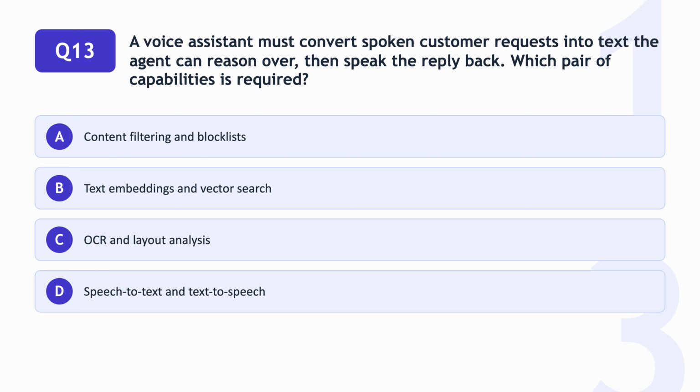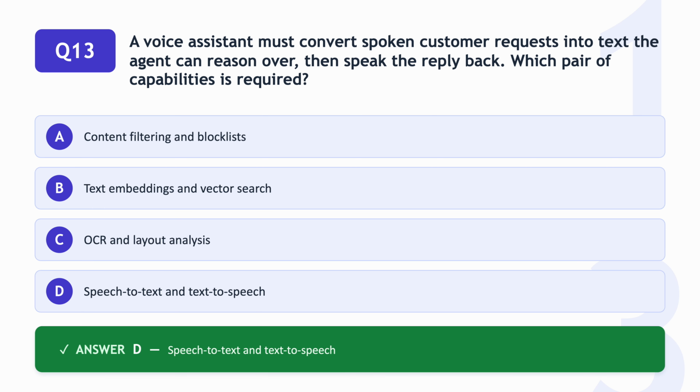C. OCR and layout analysis. D. Speech-to-text and text-to-speech. Pause the video now if you don't want to hear the answer yet. Correct answer, D. Speech-to-text and text-to-speech. Why D is correct? A voice assistant needs to understand the user's spoken request.